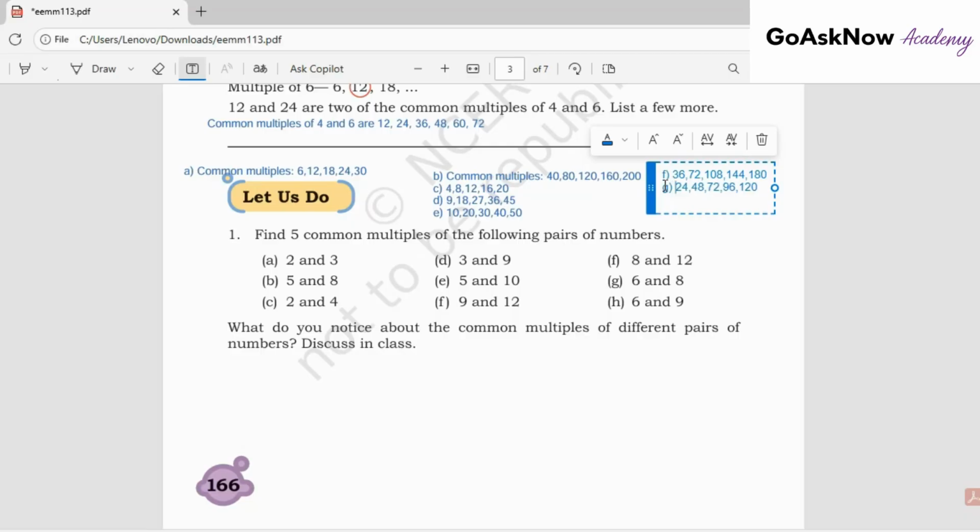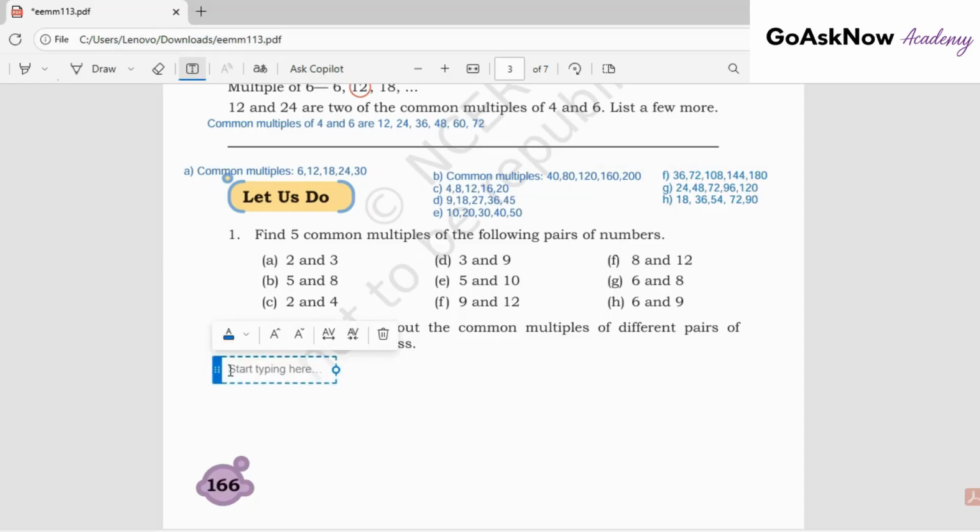Here is the answer for G. And for H1, where the numbers are 6 and 9, the common multiples are 18, 36, 54, 72, 90. What do you notice about the common multiples of different pairs of numbers discussed in class?